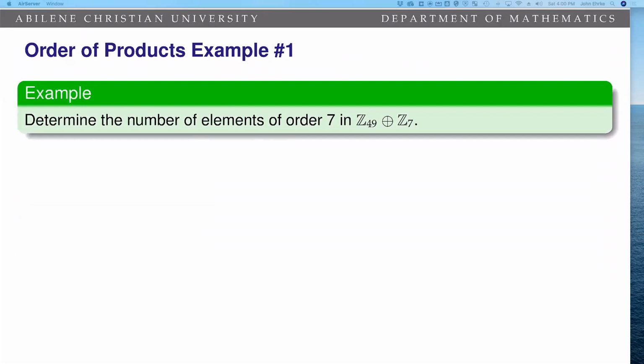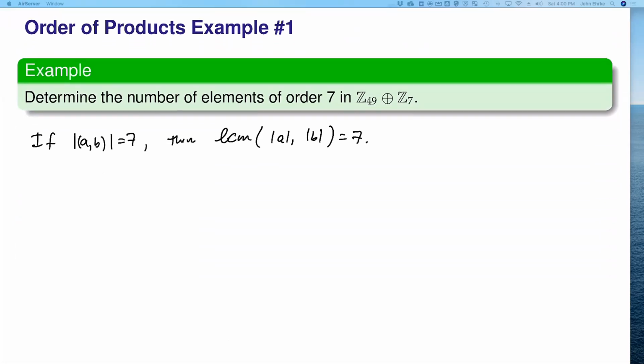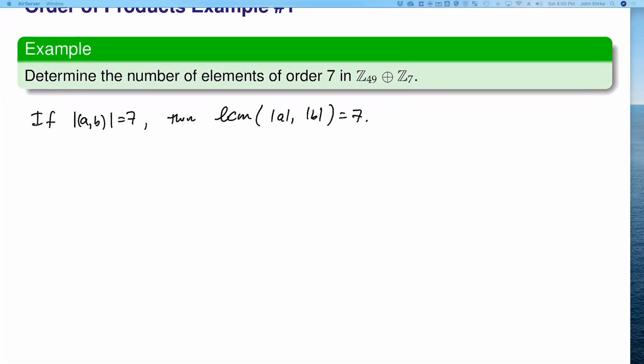So I want to find the number of elements of order 7 in Z49 cross Z7. So if the order of the element (A, B) is 7, then based on what we just did, that implies that the least common multiple of the order of A and the order of B is 7. So I'm just going to do a little case-by-case thing. Case 1, we need least common multiples of 7.